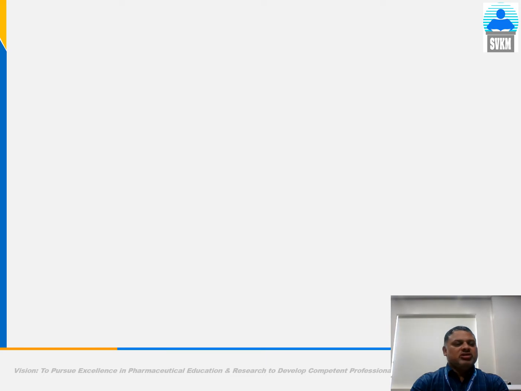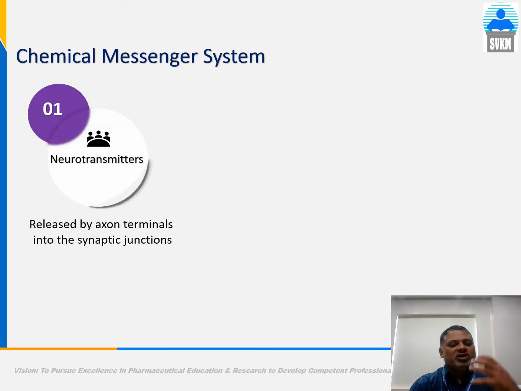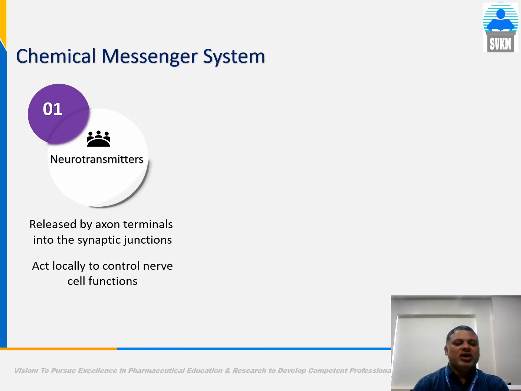If you see the multiple activities of the cells, tissues, or organs of the body, these are coordinated by the interplay of several types of chemical messengers. The first messenger is the neurotransmitters. These are released by the axon terminals from the neurons, particularly into synaptic junctions, and these neurotransmitters act locally to control nerve functions in response to the action potential.